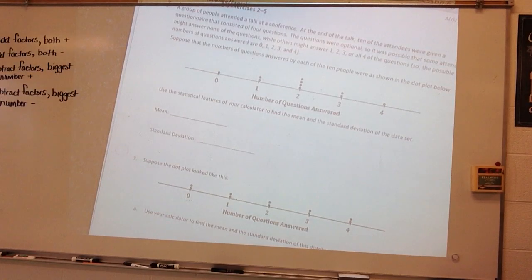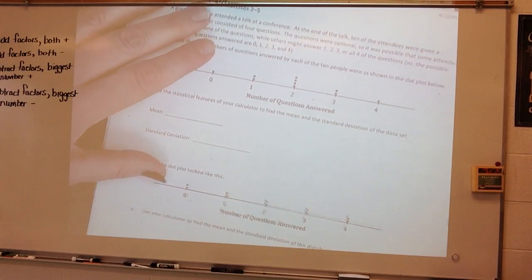A group of people attended a talk at a conference. At the end of the talk, 10 of the attendees were given a questionnaire that consisted of 4 questions. The questions were optional, so it was possible that some attendees might answer none of the questions, while others might answer 1, 2, 3, or all 4 of the questions. So the possible number of questions answered are 0, 1, 2, 3, or 4. Suppose that the number of questions answered by each of the 10 people were as shown in the dot plot below. We don't have the calculator to find the mean and standard deviation of our data set, so we have to do it the old-fashioned way.